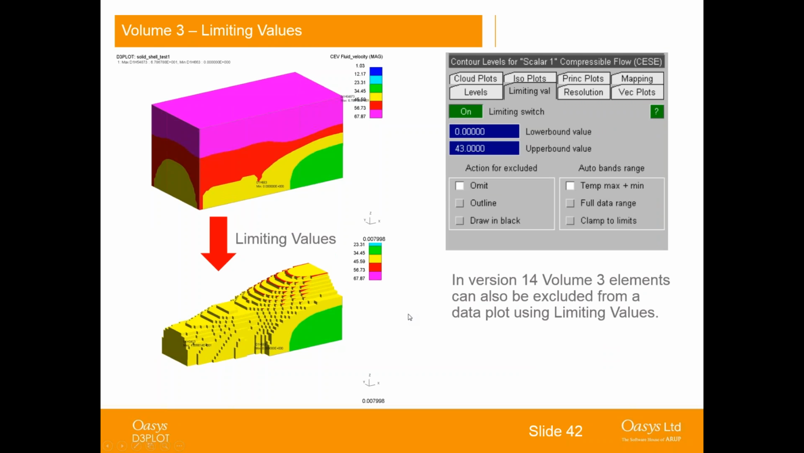We can also use a limiting switch, which will exclude data using limiting values. In this case, all the data in red and pink has been omitted because we've set the upper bound value at 43, which is just in that contour there, in the yellow contour. So all of that data is omitted.